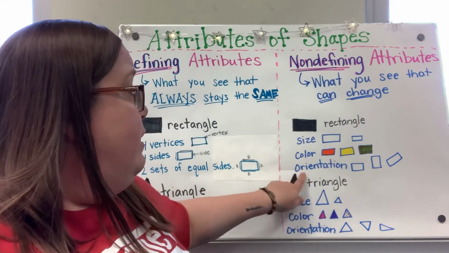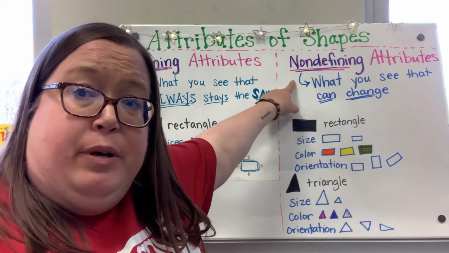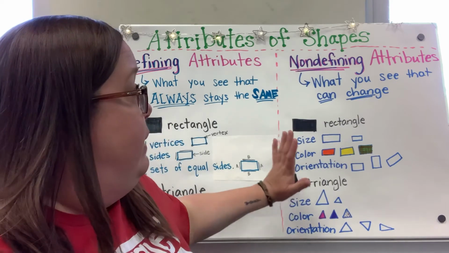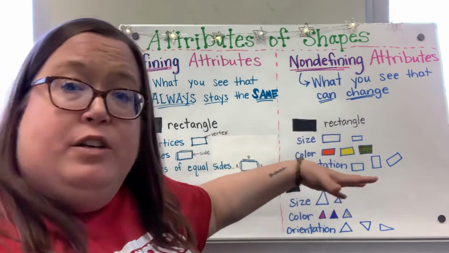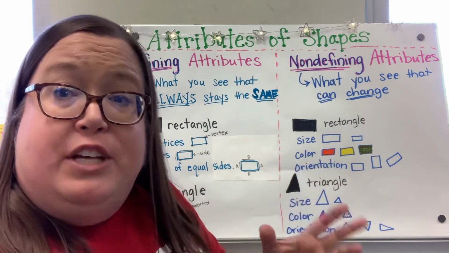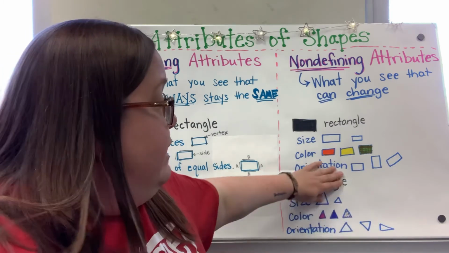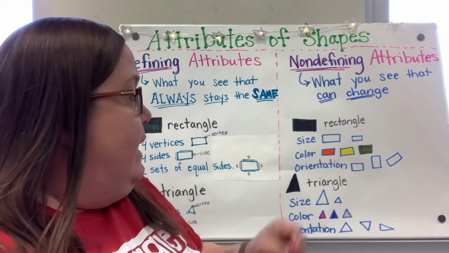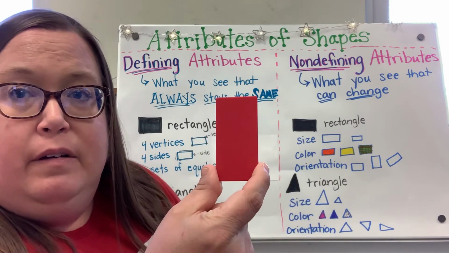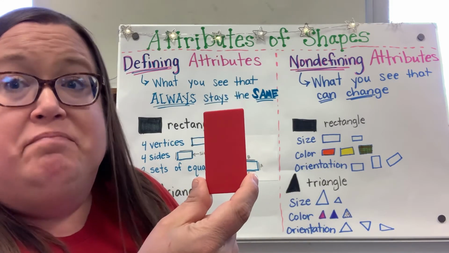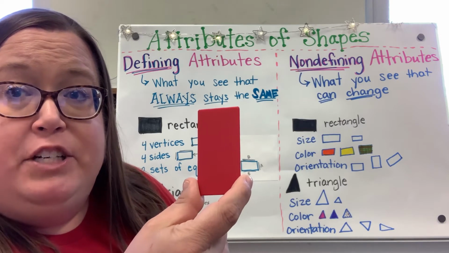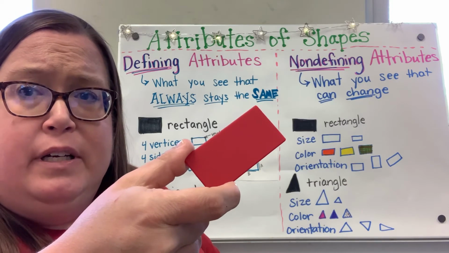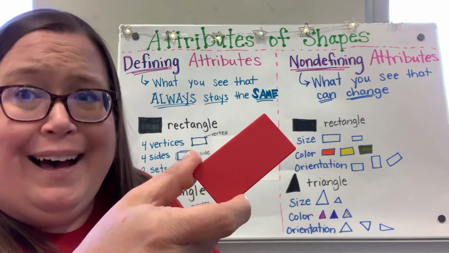Also, this word right here is another non-defining attribute. It says orientation. Orientation is a big, long word that just means what direction or how the shape is laying, or how it is sitting on the table, or how it's facing. Like this right here, it's up and down, right? Is it a rectangle? Yes. Now, if I change the orientation, now it's kind of a diagonal in direction. Is it still a rectangle? Yeah, it's still a rectangle.